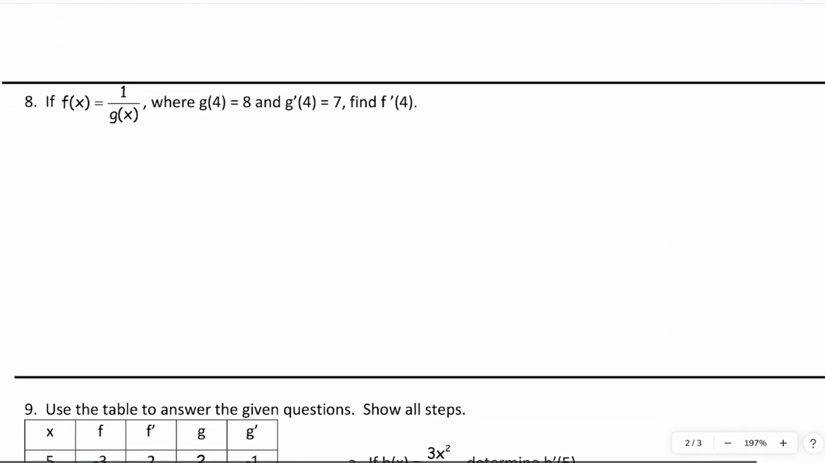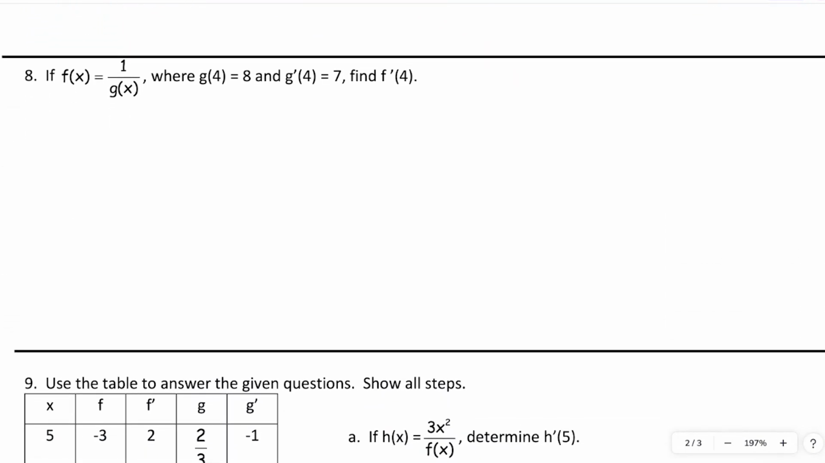Okay, number 8. We've got this function 1 over g of x and want to find the derivative of it, and then plug in 4. This is what we're trying to find here. So we want to find the derivative, and we're going to use the quotient rule. Okay, so we're going to differentiate the top, which is just 0. So it's 0 times g of x minus the top, which is 1, times g prime, all over g of x squared.